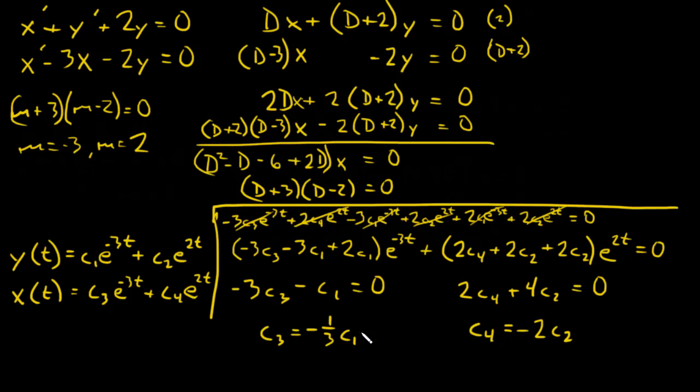Okay, so now that I've got my constants, I can rewrite my x of t as x of t equals negative 1/3 c1 e to the negative 3t minus 2 c2 e to the 2t. And this is the actual solution we want. We want that x and that y, and we're happy. Alrighty? So as you can see, it's not bad until you get to the non-homogeneous part. Guess what we're doing next? Yes, we're doing the non-homogeneous part. So buckle up. Here we go.